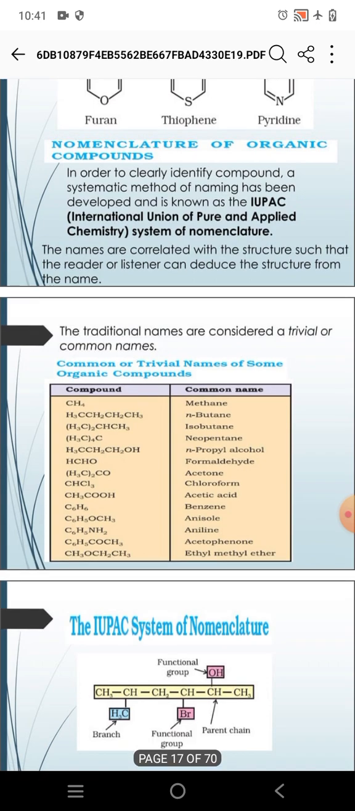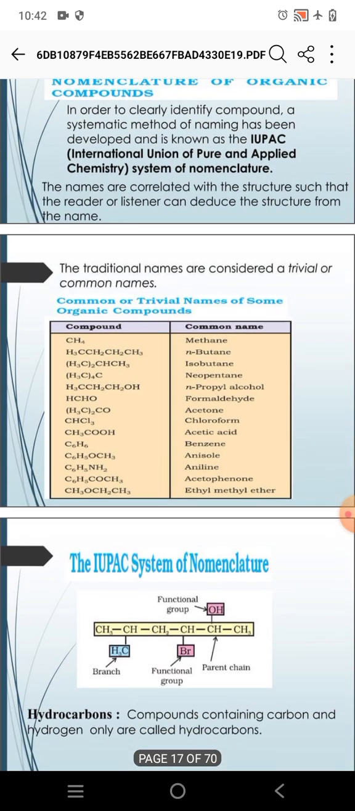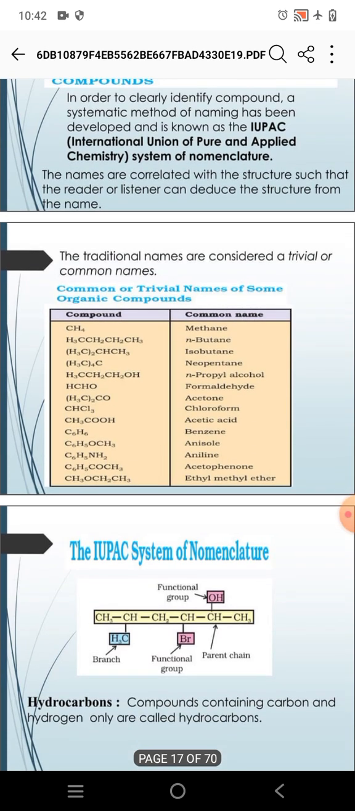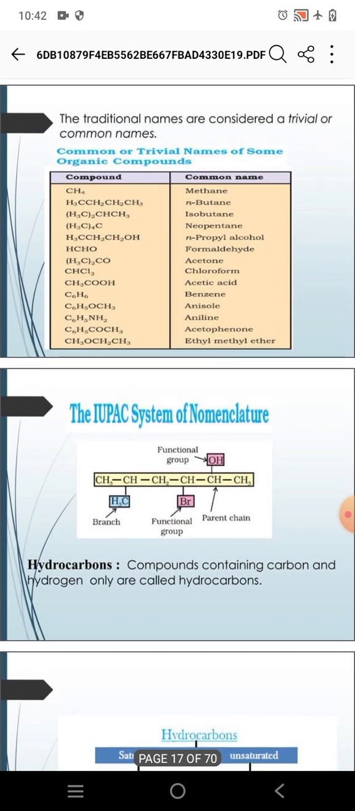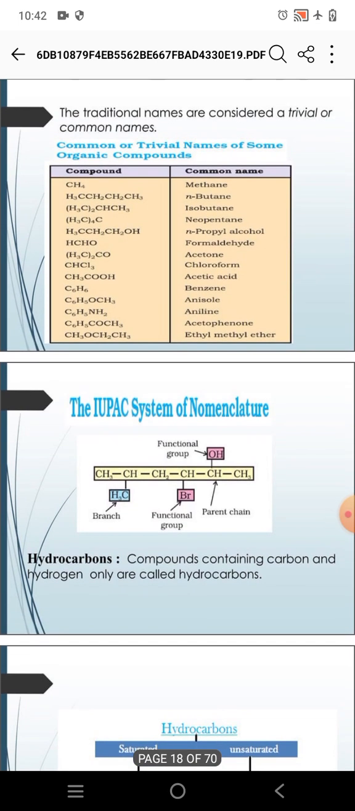Nomenclature of the organic compounds. In order to clearly identify compounds, a systematic method of naming has been developed and is known as IUPAC, that means International Union of Pure and Applied Chemistry system of nomenclature, and the names are correlated with the structure such that the reader or listener can deduce the structure from the name. The traditional names are considered trivial or common names.